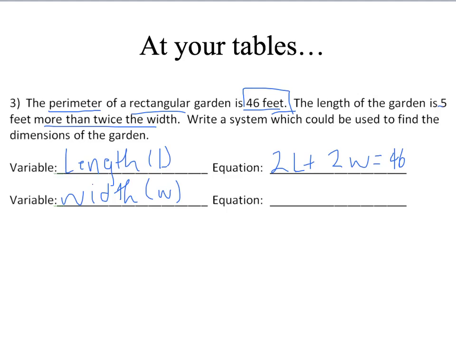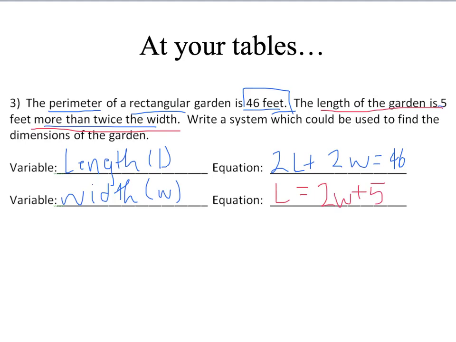Then we're going to take the second part here. Let me highlight this in red. The length of the garden is 5 feet more than twice the width. So I can write that as L equals 2W, and 5 feet more is going to be a plus 5 on the end. It's kind of a turnaround word. Twice the width, 2 times W.